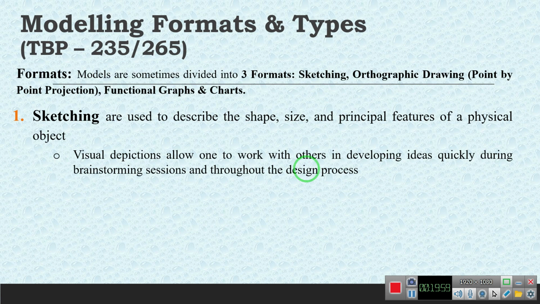Visual depictions allow one to work with others in developing ideas quickly during brainstorming sessions and throughout the design process. So it is the fastest way of drawing, which will describe or tell about your problem solution in pictorial form, we can say, picture form.